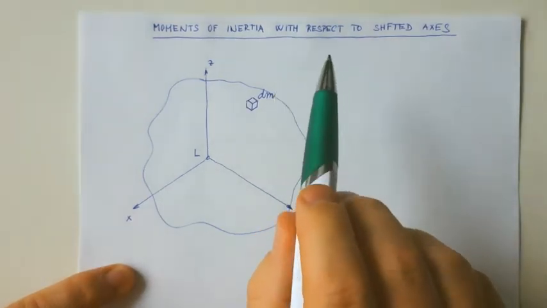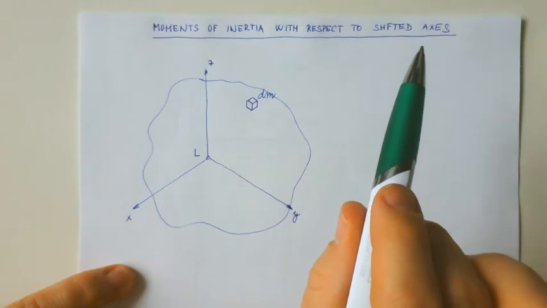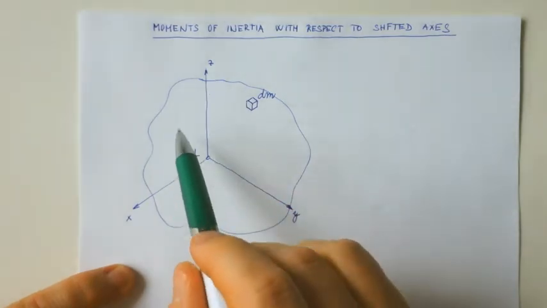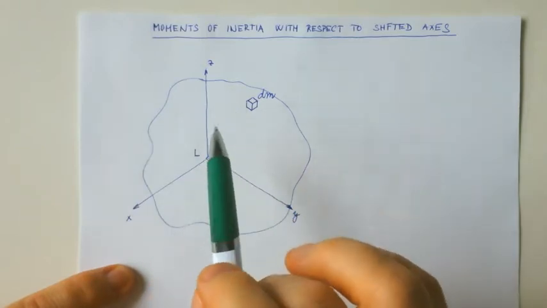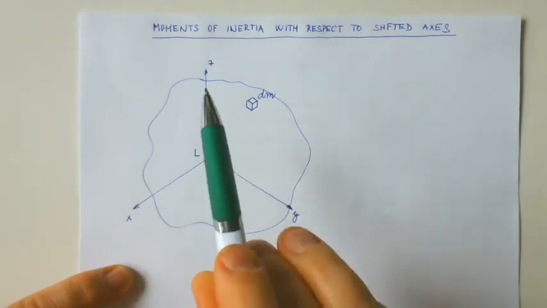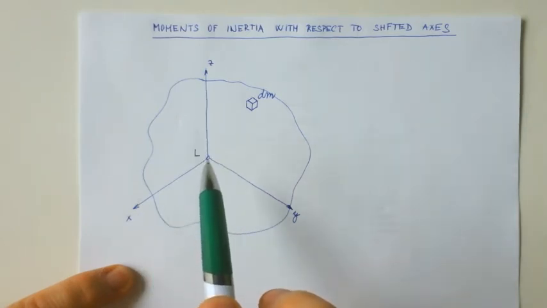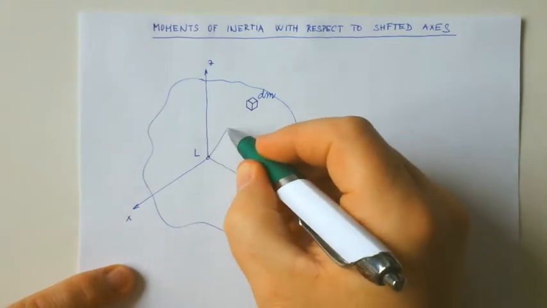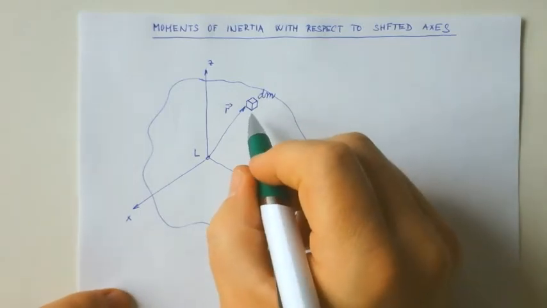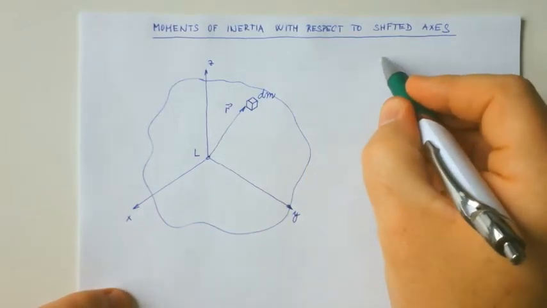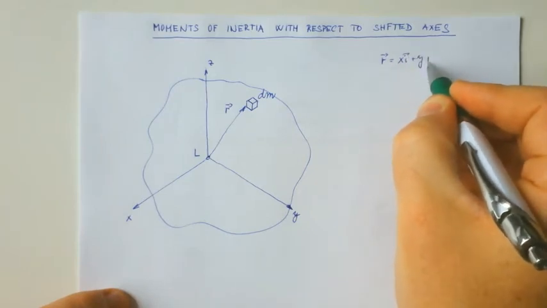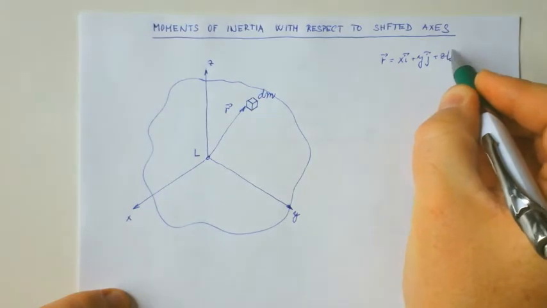Moments of inertia with respect to shifted axis. We can calculate a matrix of inertia with respect to the original coordinate system x, y, z with origin L. Then the pointing vector, the displacement vector of elementary mass dm, is r, and its value is xi plus yj plus zk.